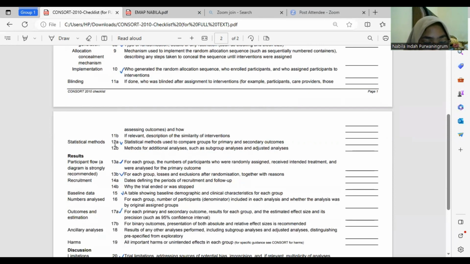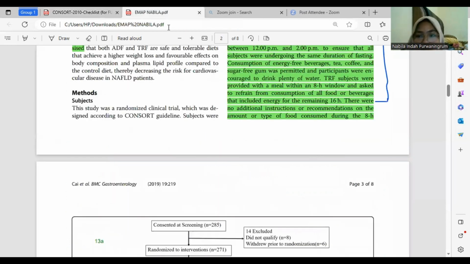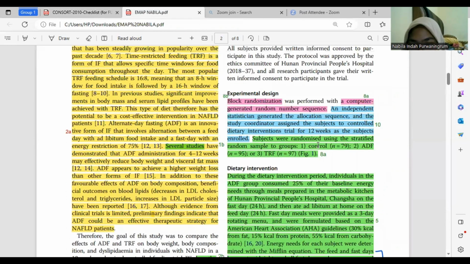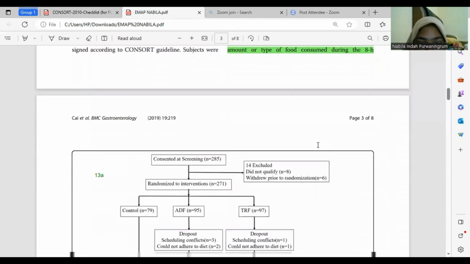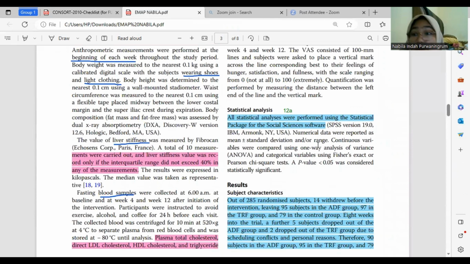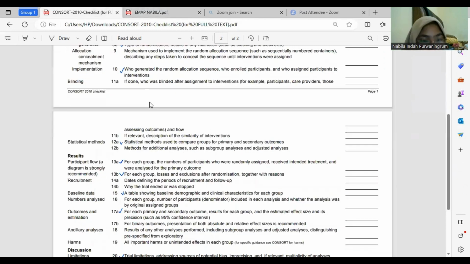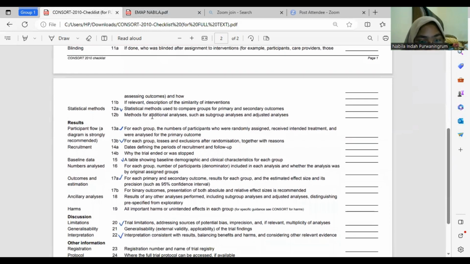And then after that, there's 11B, if relevant, description of the similarity of interventions. That is not being stated here. And then statistical methods, 12A, statistical methods used to compare groups for primary and secondary outcome. For the 12A, this is being stated here. And then next, it's 12B, methods for additional analysis, such as subgroup analysis and adjusted analysis. No, in this article, it's not being stated.